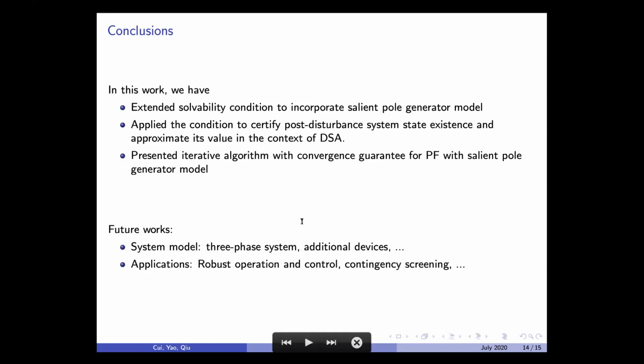So there are also other applications of this solvability analysis, for example, robust operation and control problems. For instance, robust OPF can use this condition, and also it can be used to do ultra-fast contingency screenings.